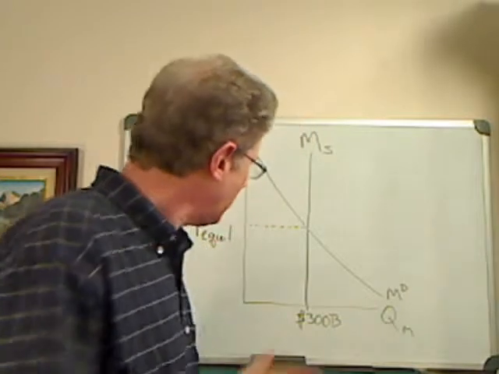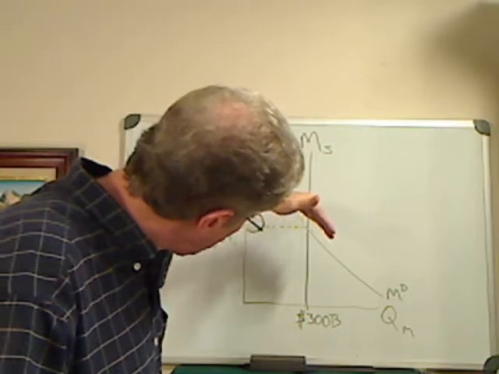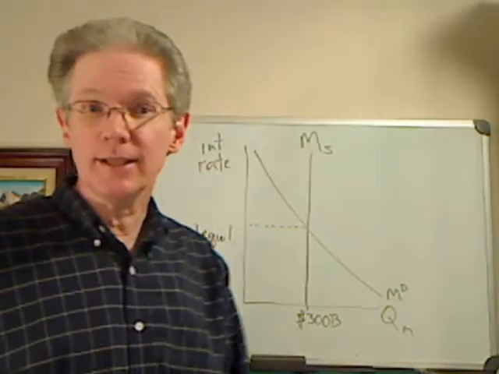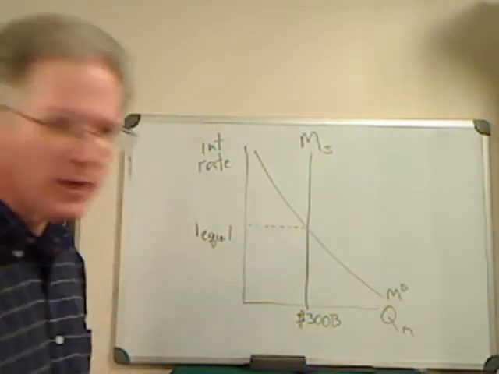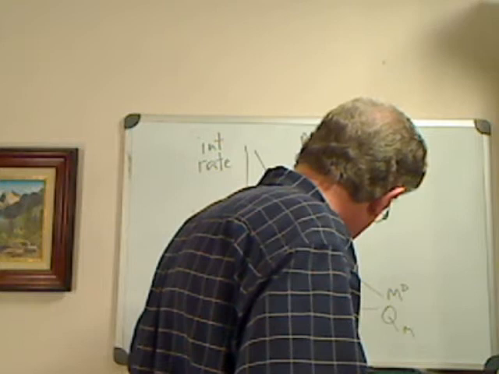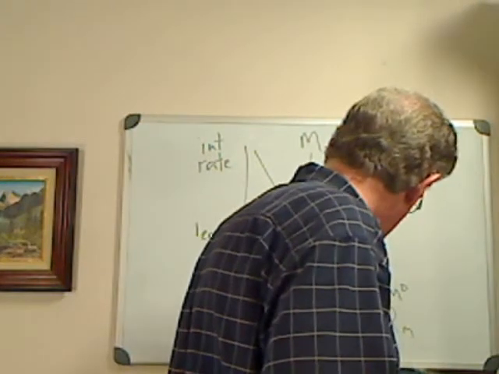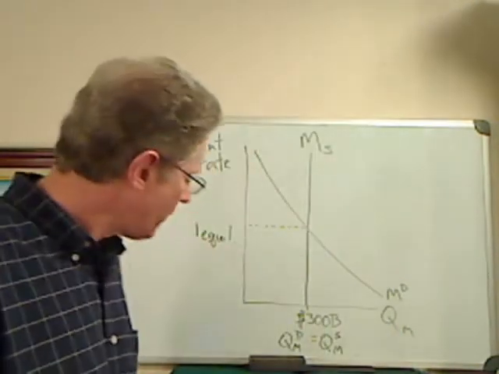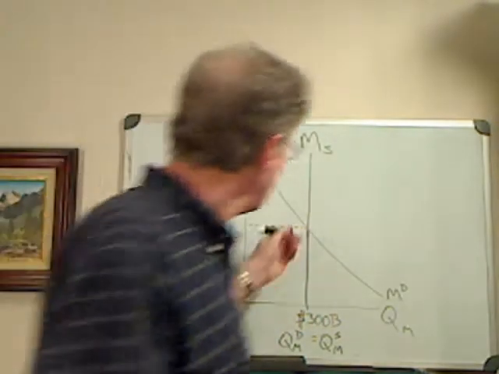Which means given the amount of money the Fed has decided to supply, given the money demand conditions that exist at a point in time, there's going to be one interest rate that corresponds to equilibrium. One interest rate that will cause the quantity of money demanded, the amount that people want to hold, to equal the quantity of money supplied. There's only one interest rate that will bring those two into balance.